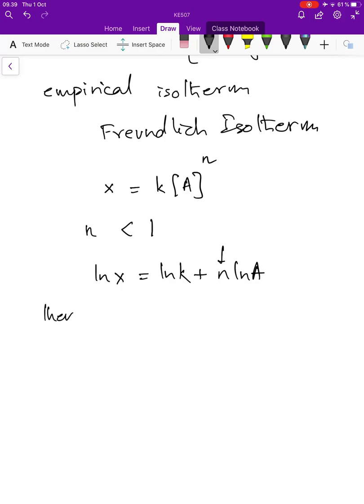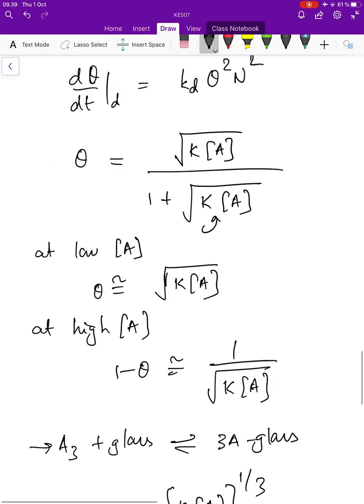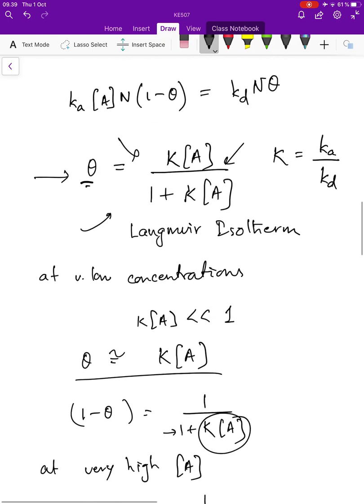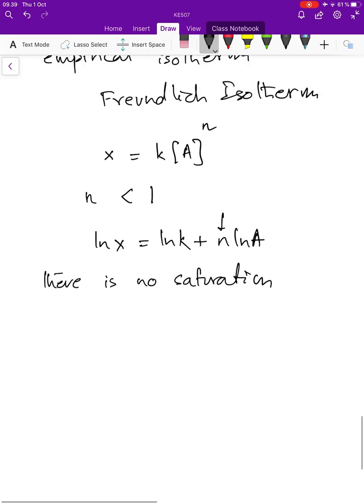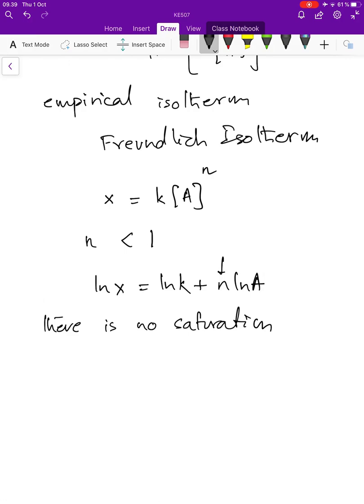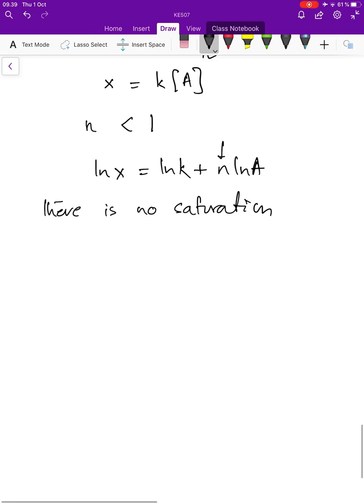Now one of the assumptions here is that there is no saturation. You can keep adsorbing more and more material, right? So in the previous case, there was a saturation. This equation here looks very much like the Michaelis-Menten kinetics of enzymes. But in this case, there is no saturation. As you keep increasing the concentration, more and more material gets adsorbed.